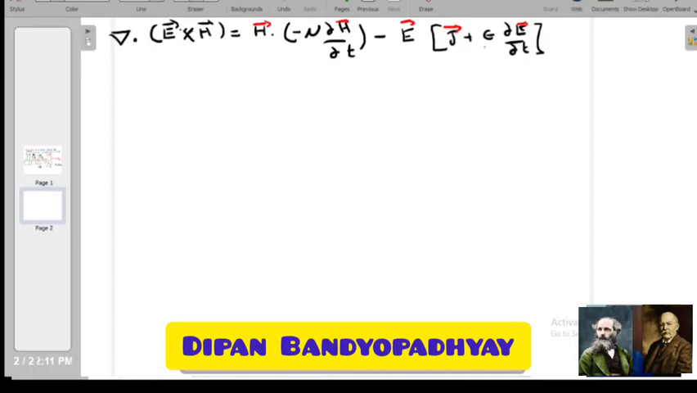Epsilon is the permittivity and mu is basically the permeability. Okay, so this is what we have got.